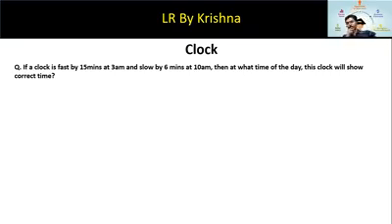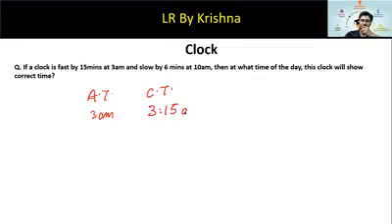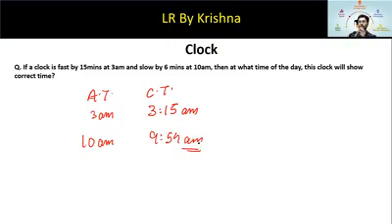What does this mean? I'll just quickly clarify it. If a clock is fast by 15 minutes at 3 a.m., what does that mean? That actual time was 3 a.m., but clock time was 3:15 a.m. because clock was fast by 15 minutes. And at 10 a.m., clock is slow by 6 minutes. That means it is showing 9:54 a.m. So when will this clock show the correct time?